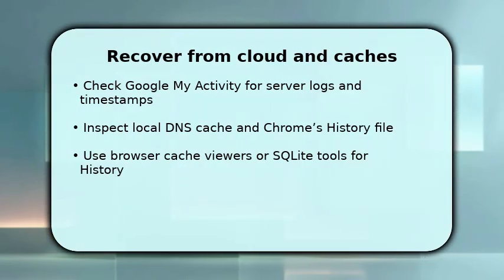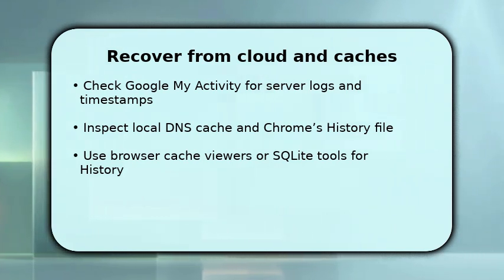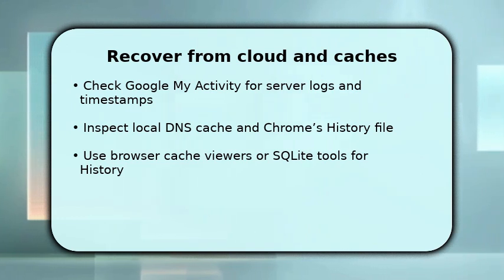Next, go through cloud and local artifacts to reconstruct history. In Google My Activity search by date or site, it often preserves entries even after local deletion. On your PC, run ipconfig/displaydns to view DNS cache entries. These show recent domains and times.